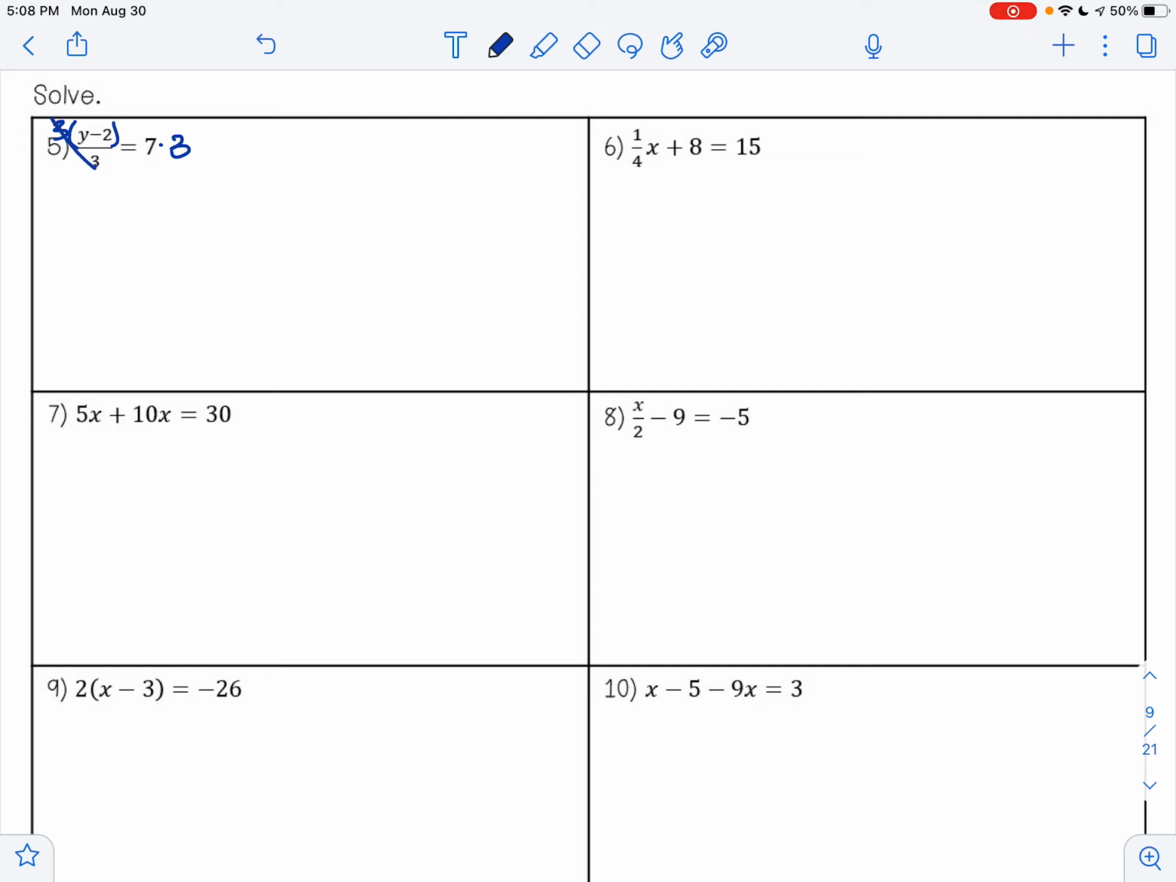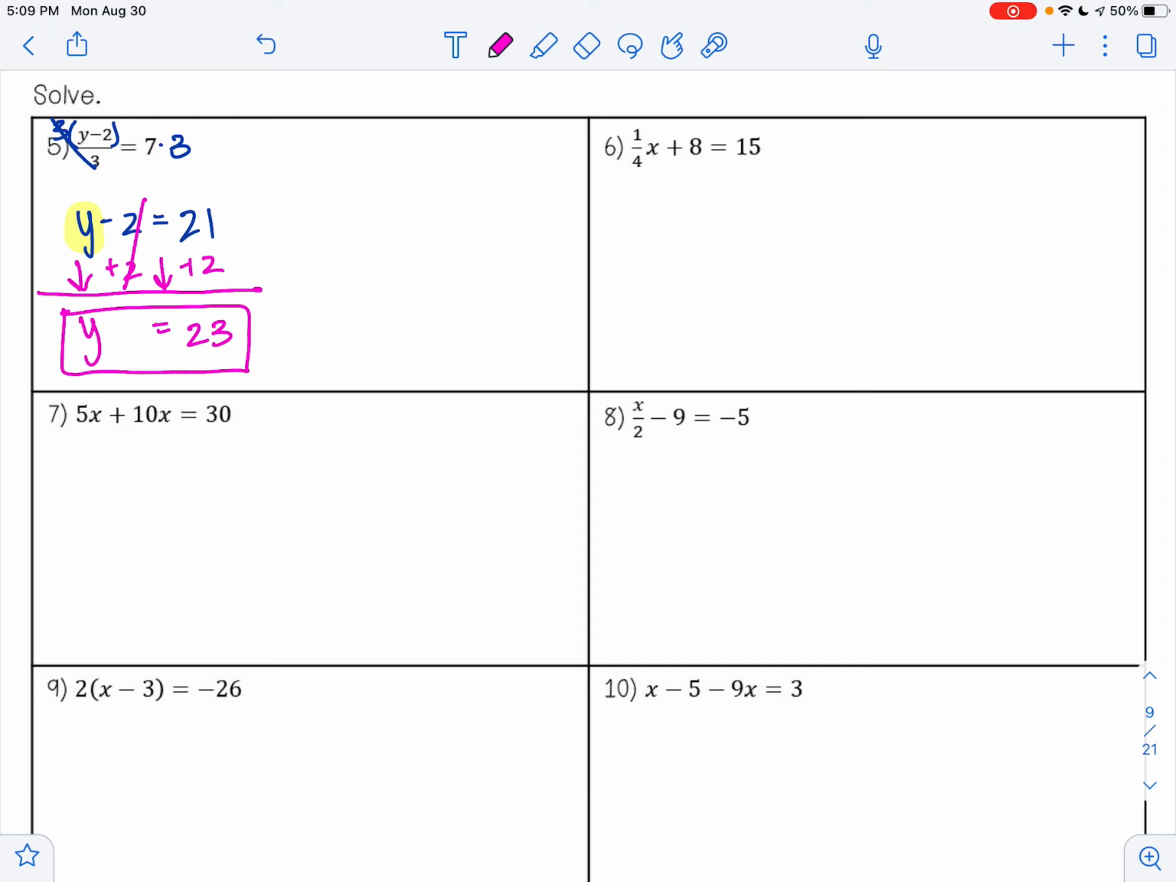Here our 3 divided by 3 cancels, and that leaves me with y minus 2. 7 times 3 is 21. I want to get y by itself. Right now, I'm subtracting 2 from y. To undo subtraction, I'm going to do addition. And so I'll have y. Negative 2 plus 2 is 0. I'm going to bring down my equal sign. 21 plus 2 is 23. So my answer is y equals 23.